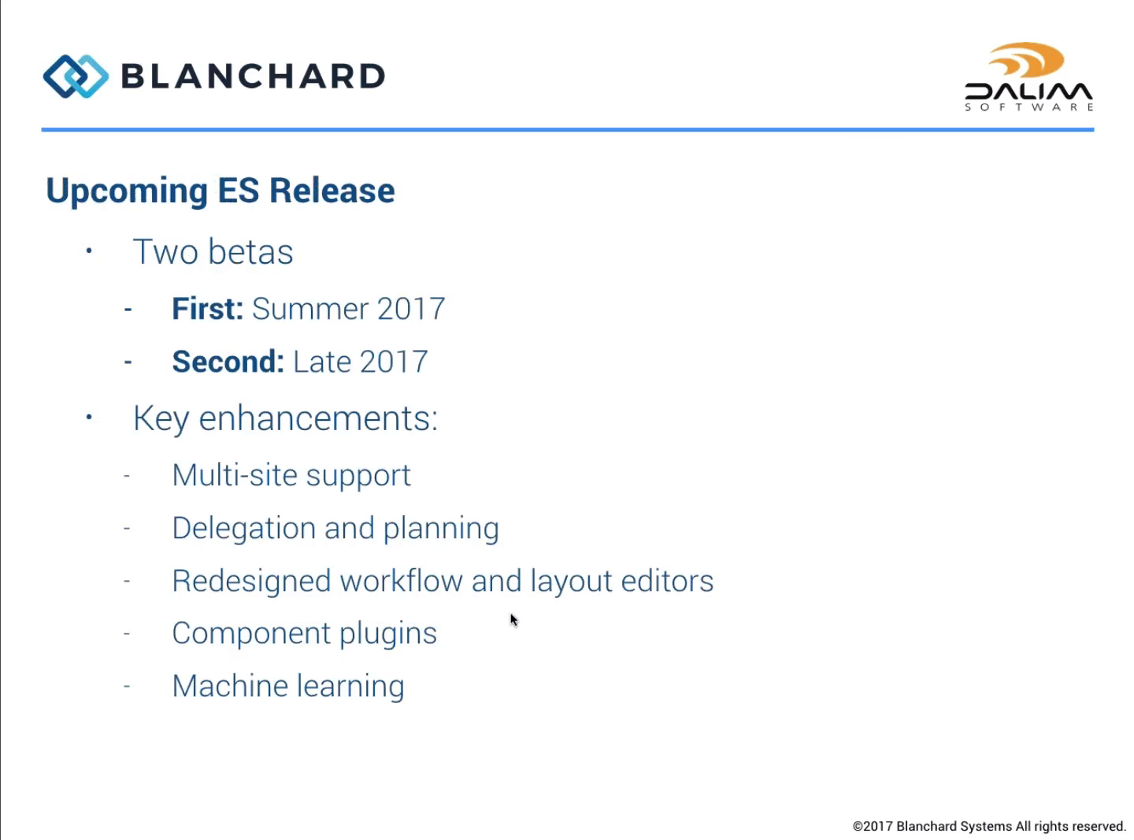However, the big news during Duo was that there's going to be an upcoming ES release sometime, I think, next winter. There's going to be 2 betas. The first is sometime this summer, and there's going to be a second beta later this year with a release either in late 2017 or early 2018. This release is going to feature numerous enhancements such as support for multiple sites, delegation and planning functionality, completely redesigned workflow and layout editors, customized user-created component plugins, and machine learning to automate tagging and search.